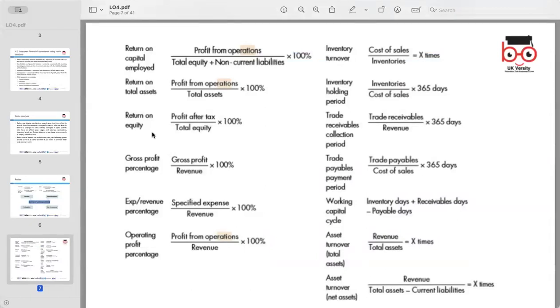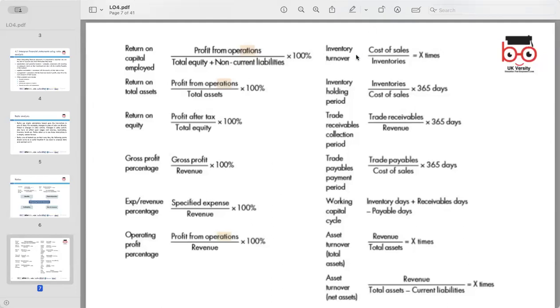Okay, so a detailed explanation of financial ratios: return on capital employed, return on total assets, return on equity, gross profit percentage, expense revenue percentage, operating profit percentage. Return on capital employed measures the efficiency with which a company utilizes capital to generate profit. It is calculated by dividing the profit from operations by the total capital employed, equity and non-current liabilities, expressed as a percentage.